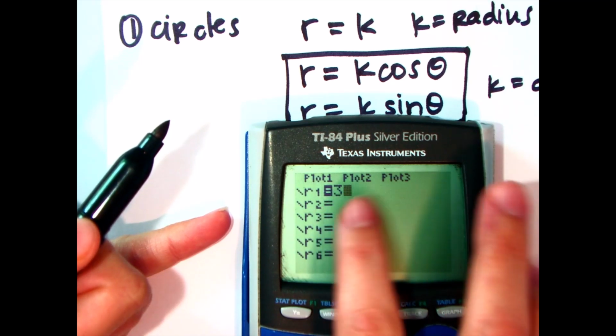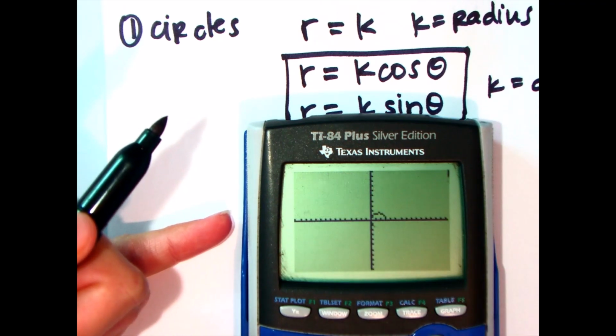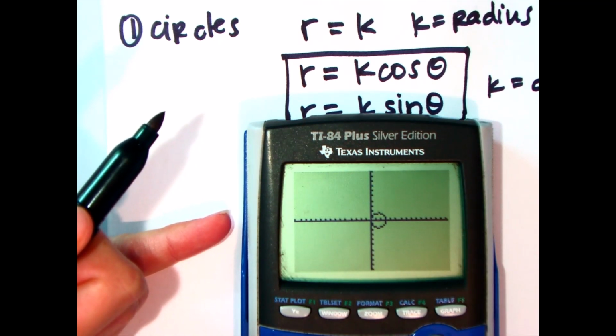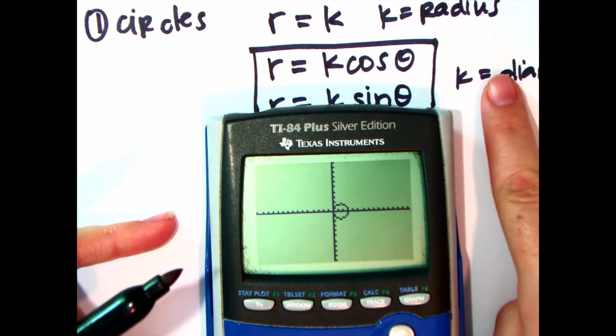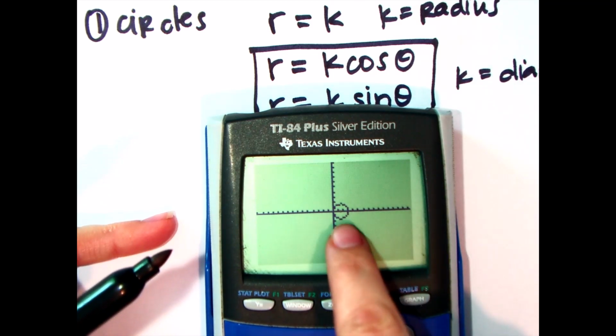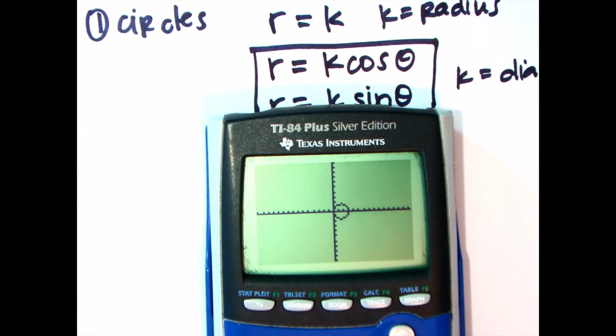But now I'm going to type in 3 cosine of theta. And now when I hit graph, we're still getting a circle. This time its diameter is 3, because remember we said whenever we type this kind in, the diameter is what k is. And if you notice, it's not centered at the origin, but it is symmetric to the x-axis, meaning if we were to fold it in half, the circle would match up on the x-axis.